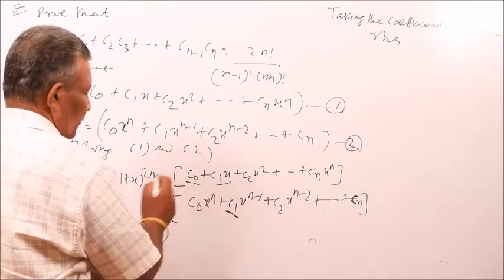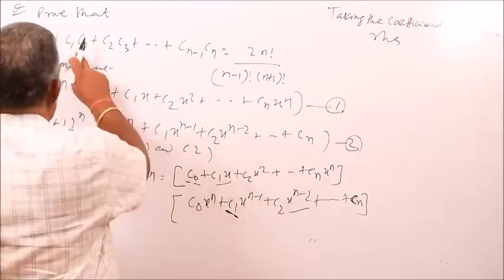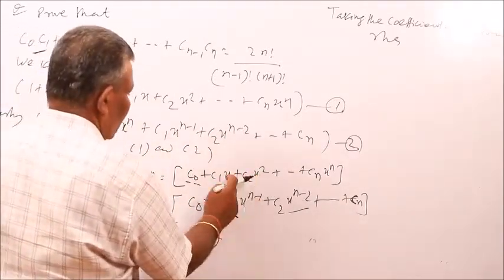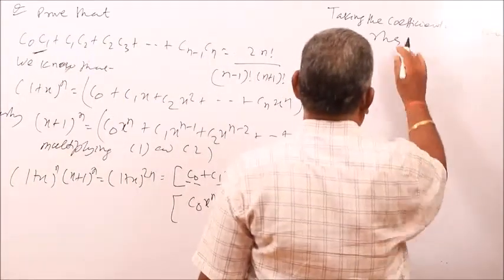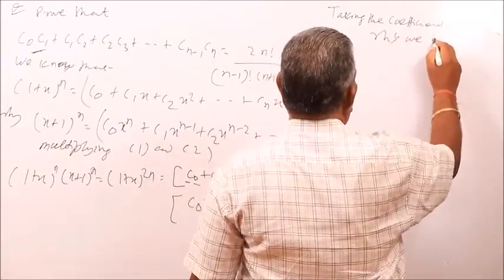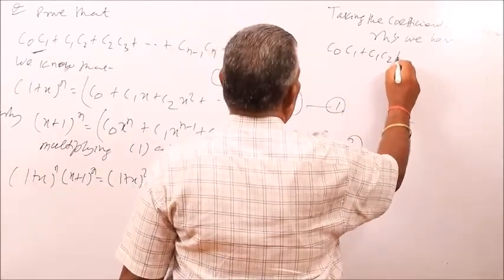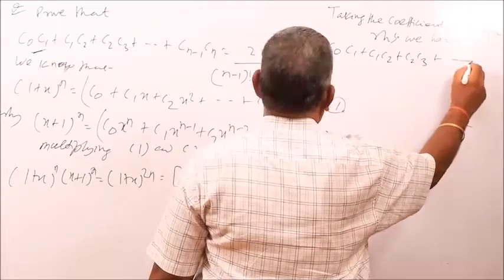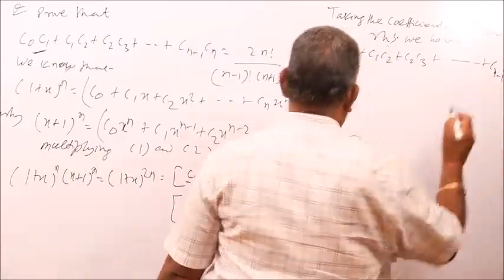Then second term of the first bracket and third term of the second bracket, we will multiply C1 into C2, x power will be n minus 1. So taking the coefficient of x to the power n minus 1 from RHS, we have C0 C1 plus C1 C2, C2 C3 and so on. And last one will be like this, Cn minus 1 into Cn.